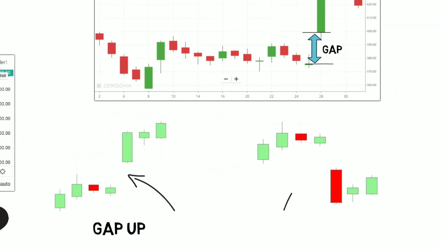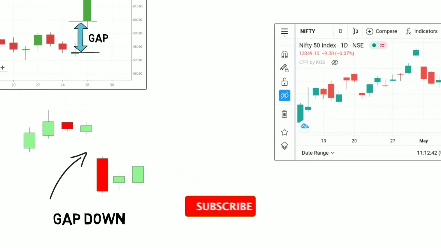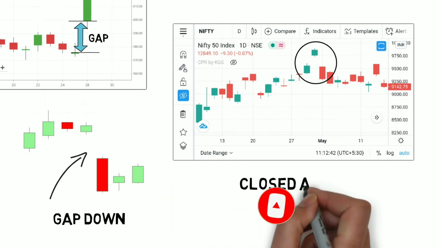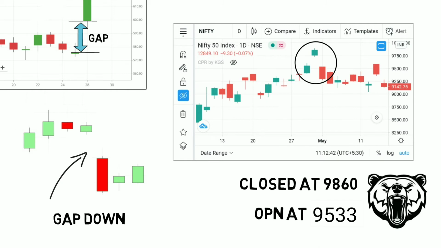But if it opens lower than the closing price, then it is known as gap down. This is the daily chart of Nifty 50 and here this is the gap down. It closed at 9860 and on the next day it opens at 9533. And clearly it signifies the sellers are active here. So it's a bearish signal.